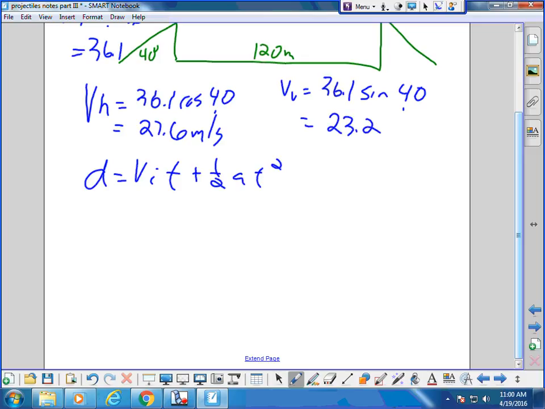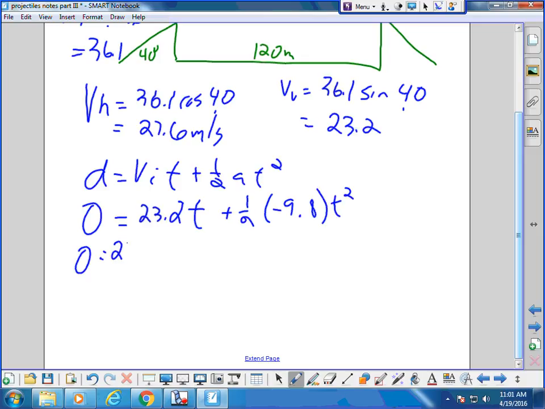Okay. Overall vertical displacement is 0 because the motorbike goes up and then comes back down to the same spot. Cole has a question? The VI is this 23.2. T. 1/2 of minus 9.8 T squared. So 0 equals 23.2 T minus 4.9 T squared.